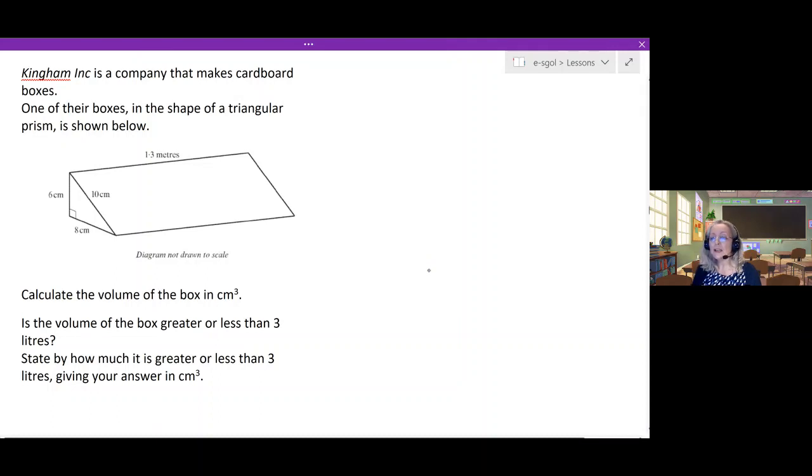Calculate the volume of the box in centimetres cubed. Then it says, is the volume of the box greater or less than 3 litres? And it wants me to state by how much it is greater or less than 3 litres, giving your answer in centimetres cubed. So again, with this one, I'm going to have to remember that 1,000 centimetres cubed is equal to 1 litre.